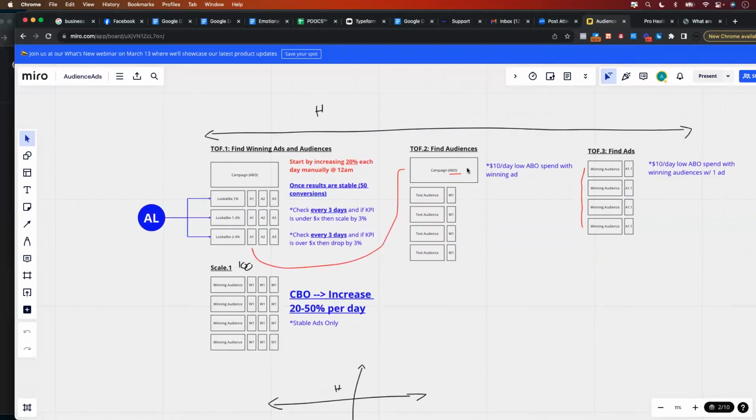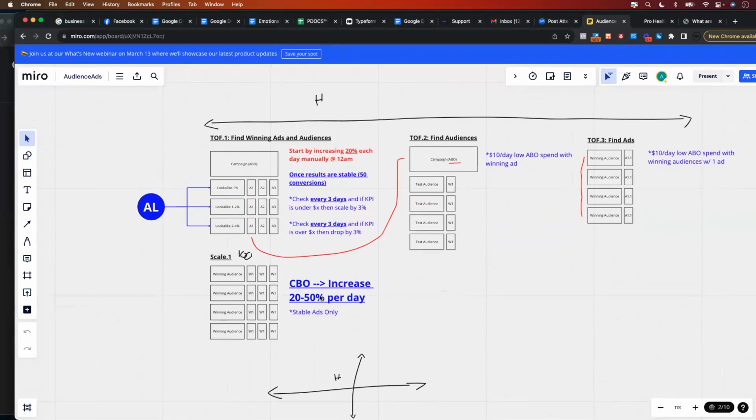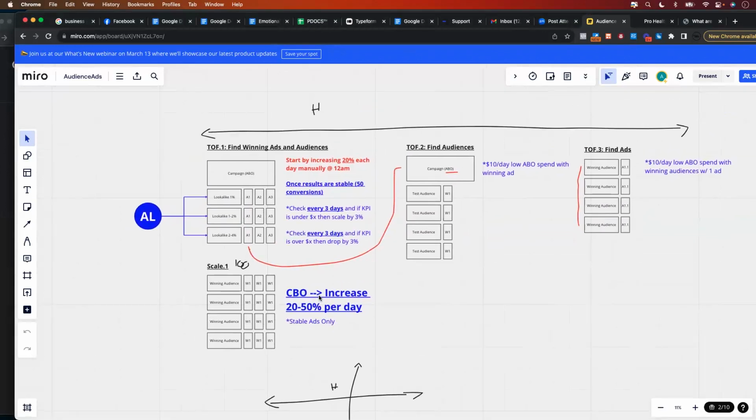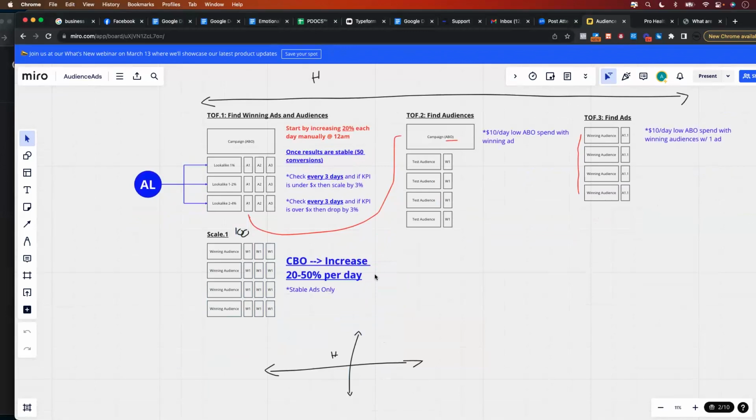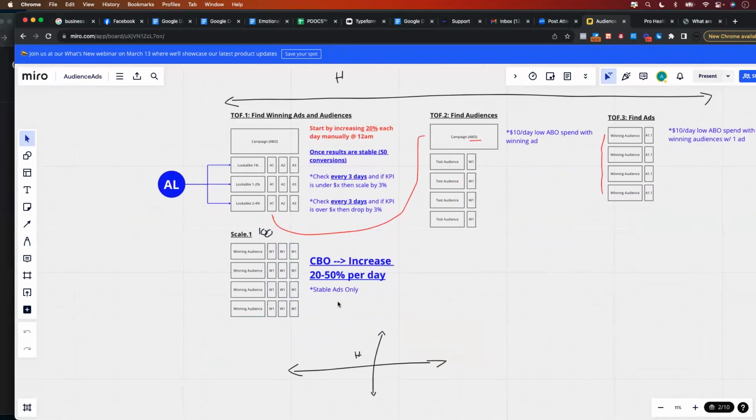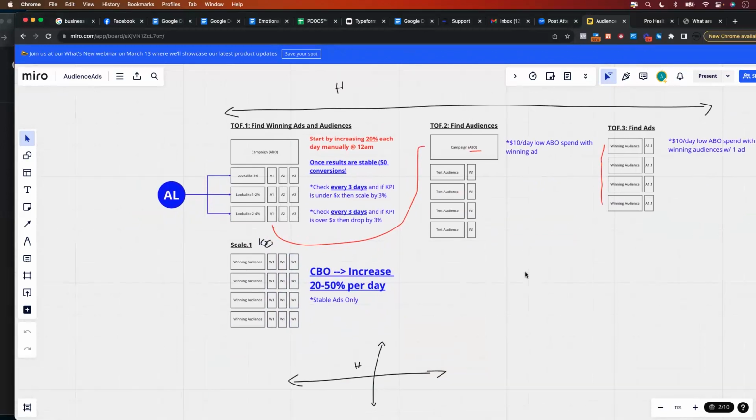The aim is to get enough proven ad sets and audiences that you can put them into a CBO, because you can't really scale ABOs too aggressively. Once they're stable in a CBO, you can increase 20 to 50% each day. So what's CBO? Campaign budget optimization, or it's called Advantage now, whatever.